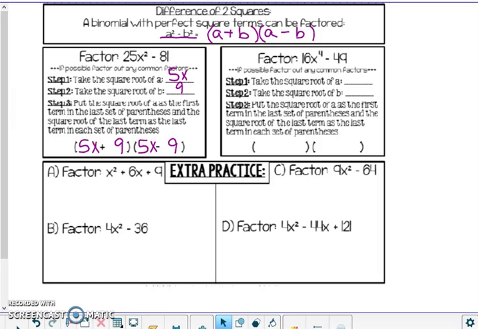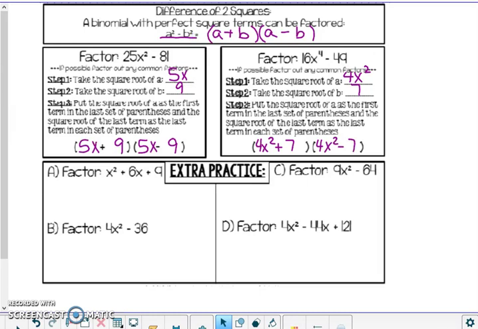Now, the next one we have is 16x to the 4th minus 49. Now, whenever we see an exponent that is an even number, it is a perfect square. 2, 4, 6, 8, 10, 12, etc. All you have to do is divide the exponent by 2 to get the square root. So the square root of 16x to the 4th is 4, which is the square root of 16, x to the second, or x squared, which is the square root of x to the fourth. And of course, the square root of 49 is 7. So we're going to have 4x squared plus 7 and 4x squared minus 7.